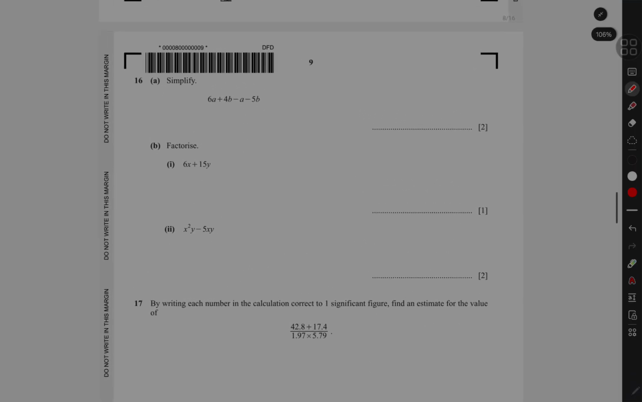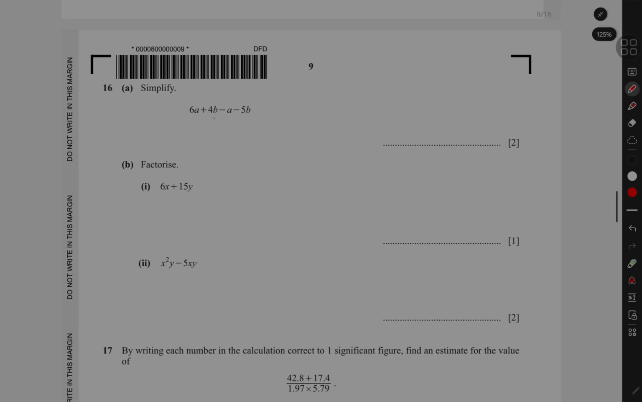Next question. We need to simplify these equations. That's pretty easy. 6a plus 4b minus a minus 5b. We can just group all of these together. 6a minus a plus 4b minus 5b. So 6a minus 1a would be 5a, and 4b minus 5b, I can just do 5 minus 4, that would be 1, but I need to keep the sign of the higher number. So that would be negative 1b, or 5a minus b.